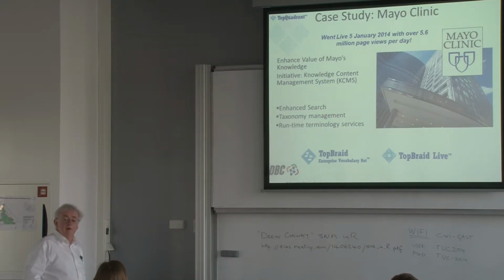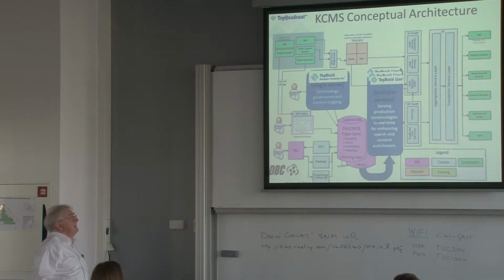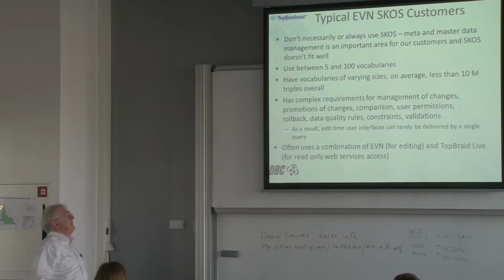So I'm only going to talk about projects that are live, commercial things here. This is, you can look at this later. Gives you a picture of how the architecture is. There's TopBraid EVN. There are some servers handling the content enrichment and search enrichment and some content management there. And across all these companies, we notice these kinds of sizes. They have between 5 and 100 vocabularies.